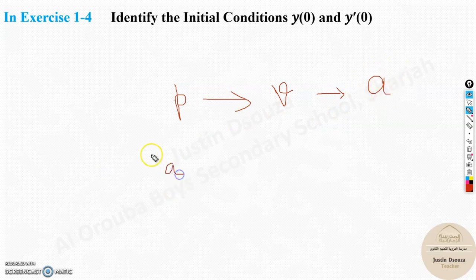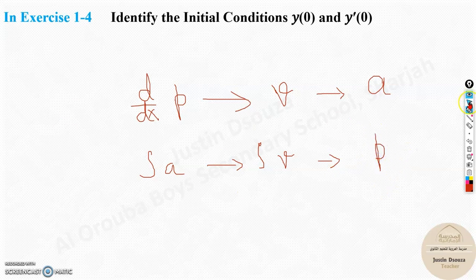If we integrate acceleration, here it is dy by dx, basically, you get velocity. If you integrate velocity, you will get the position. So this is how it works.